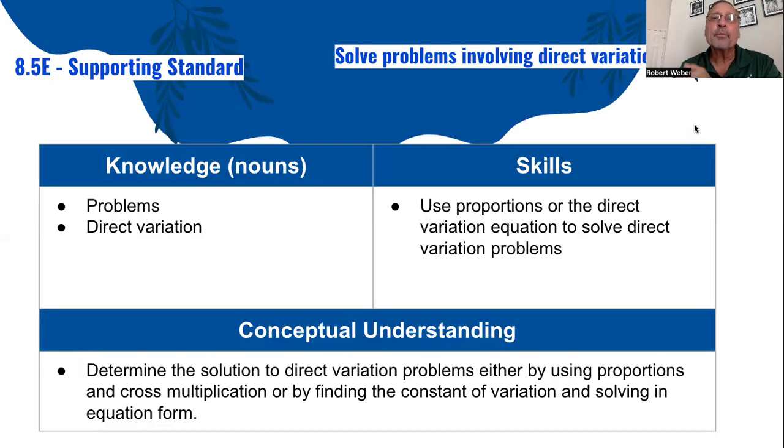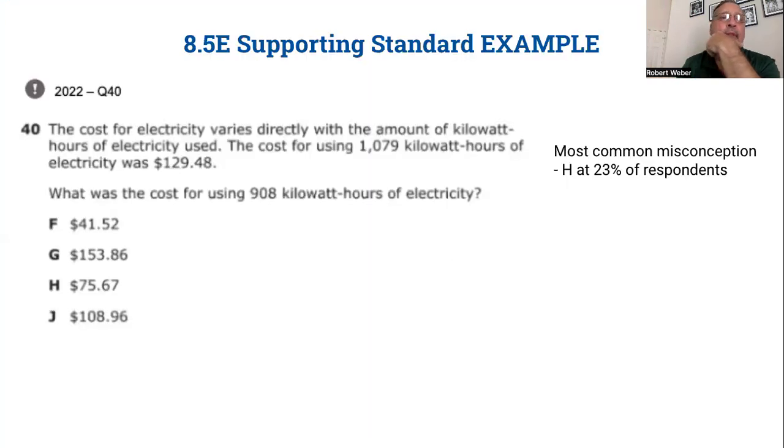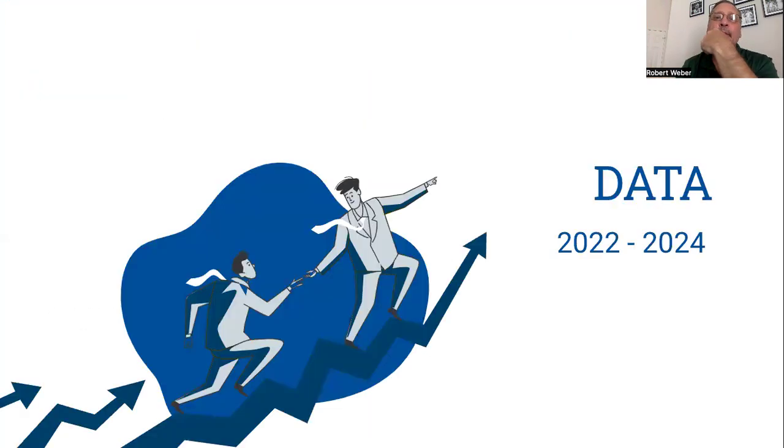8.5E, solving problems involving direct variation. Again, my expertise is more algebra related, so I like to do these using the direct variation equation, y equals kx. But I do know your students coming from 7th grade are very well versed in proportions and setting up and doing cross multiplication. So you have a couple of ways that you can tackle 8.5E. You can see the example there.